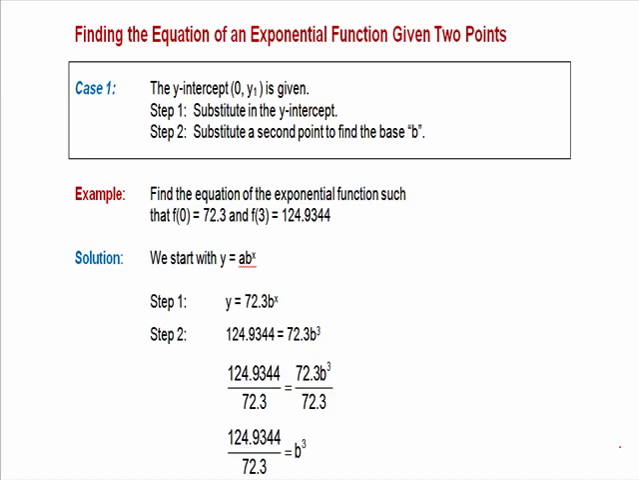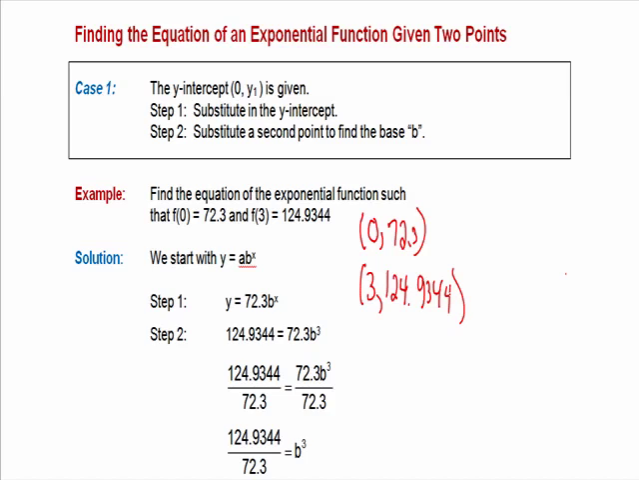When that's the case, we're going to substitute in the y-intercept, and then we're going to substitute in the second point, because again, we need 2 points to do this. We're going to substitute in the second point to find the growth factor, or base b. So for example, suppose I want to find the equation of the exponential function such that f(0) is 72.3 and f(3) is 124.9344. Converting those 2 statements into points, I'd have the point (0, 72.3) and the point (3, 124.9344).